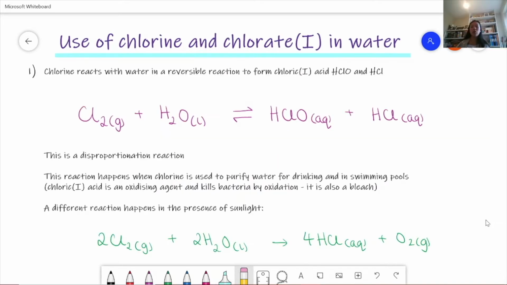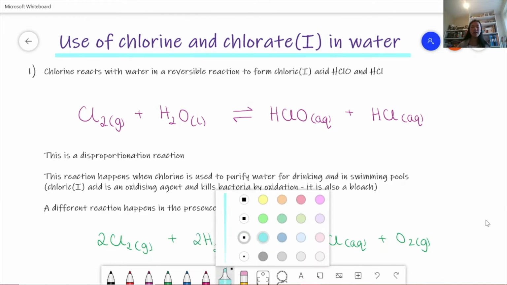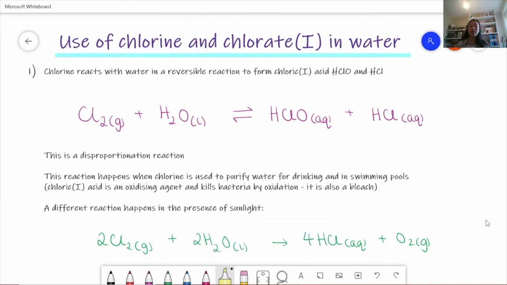So now we're going to talk about the use of chlorine and chlorate(I) in water. Now, chlorine reacts with water in a reversible reaction to form chloric acid, which is HClO, and hydrochloric acid. So chlorine reacts with one molecule of water, and this forms the chloric acid and hydrochloric acid, and this is the reversible reaction. And this is also what we call a disproportionation reaction. And what that means is that an element has been oxidized and reduced.